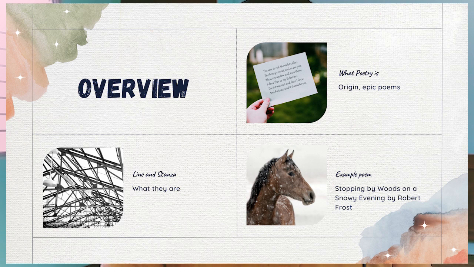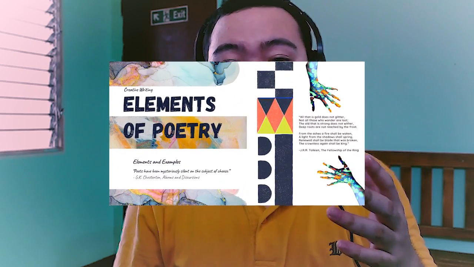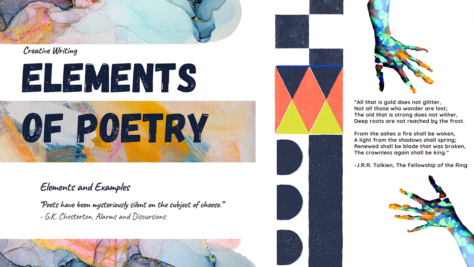In the last video, I talked with you about what poetry is, its origin, and shared a couple of elements. This video will discuss the different elements of poetry in detail. So the first we will tackle will be line and stanza, which you were also introduced to earlier. But we will dig deeper into it in this video in relation to the other elements of poetry.